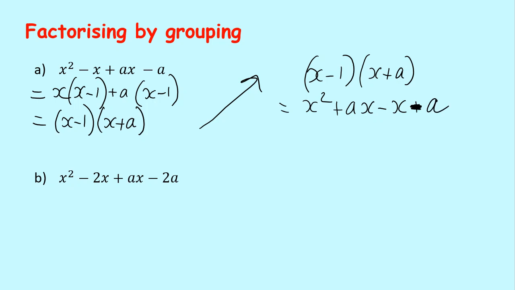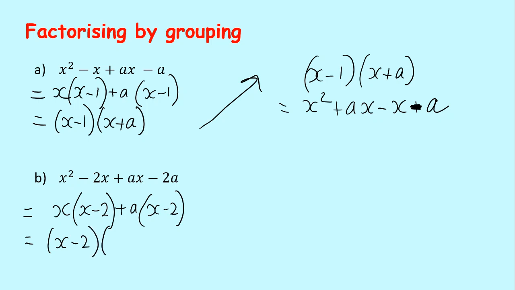In example B, the common factor of the first two terms is x. So we will factorize the third and the fourth terms by taking out the common factor of a, which will give us x bracket x minus 2 bracket plus a bracket x minus 2 bracket. This can be further factorized as bracket x minus 2 bracket times bracket x plus a bracket.